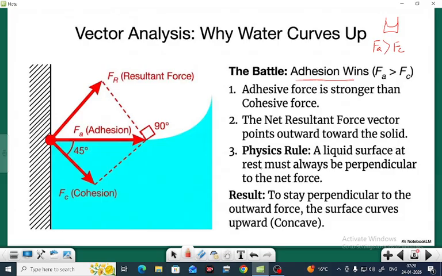Physics rule: a liquid surface at rest must always be perpendicular to the net force. Result: to stay perpendicular to the outward force, the surface curves upward, concave. This is the resultant force. This is the force of adhesion. This is the force of cohesion. So to stay perpendicular to the outward force, the surface curves upward, concave. So in this case, if the force of adhesion is greater than the force of cohesion, it will be concave.